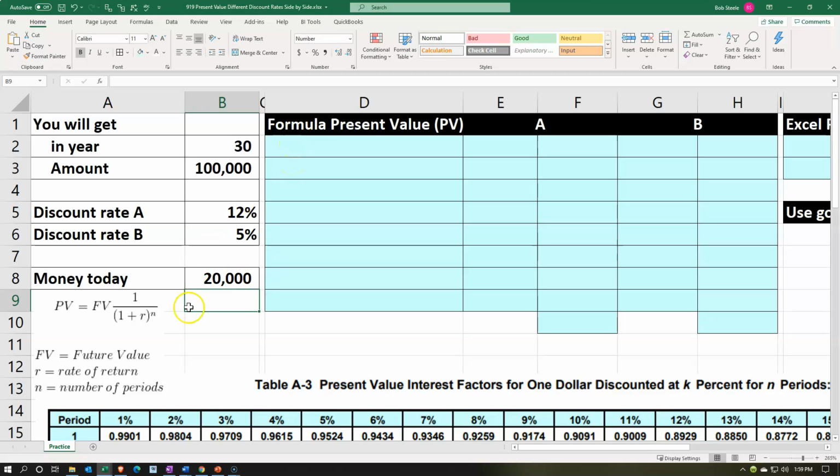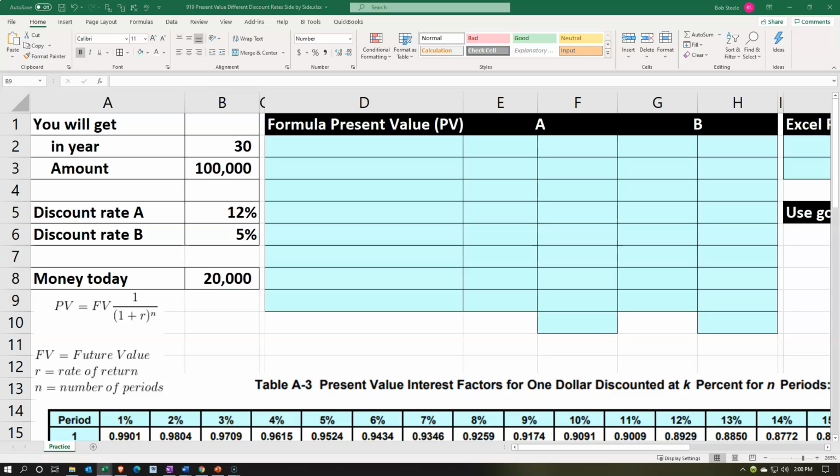All right, so we're going to do the present value calculation. It's going to equal the future value times 1 over 1 plus r to the n, or we can rewrite that as the future value over 1 plus r to the n. R is the rate, or the discount rate, and n is going to be the number of periods.